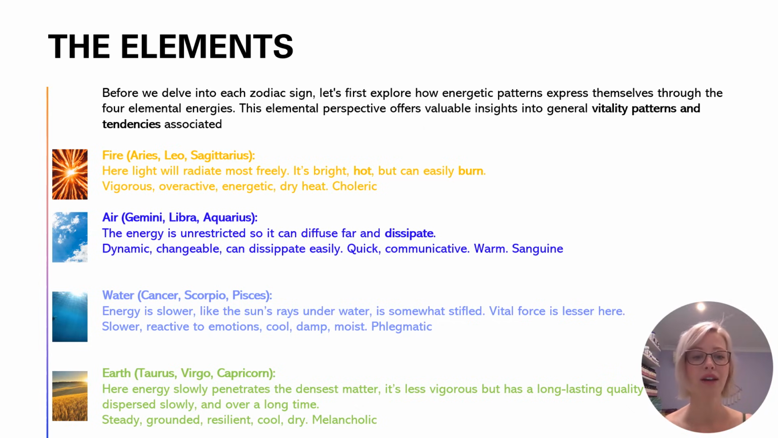And earth: energy slowly penetrates the densest matter, which is earth. It is less vigorous but has a really long-lasting, resilient quality. Energy is dispersed slowly and over a long time. So that's where we get that steady, grounded, resilient earth energy. If you find someone with a lot of earth in their chart, you may notice this. It is cool and dry and would correspond to the melancholic humor.